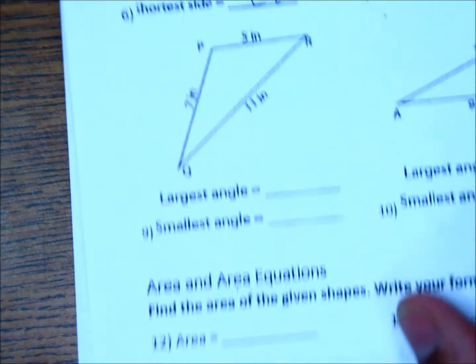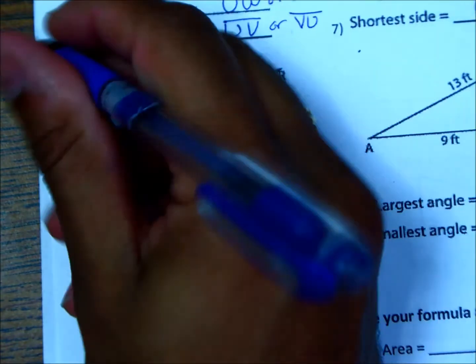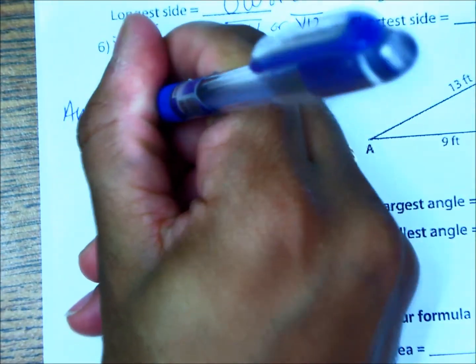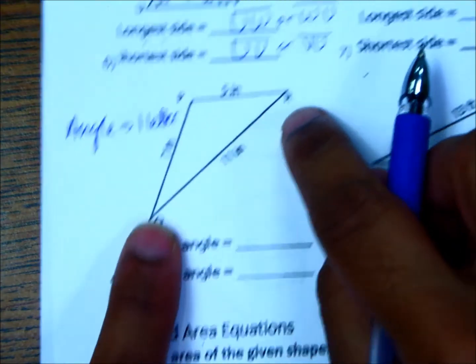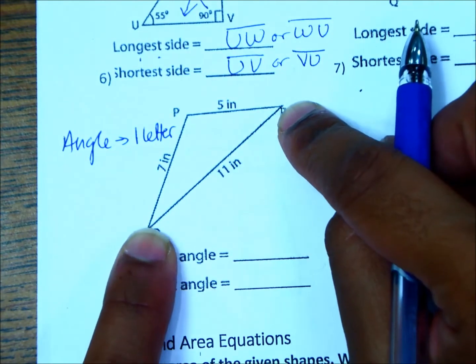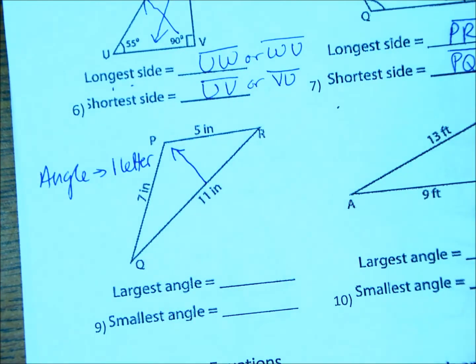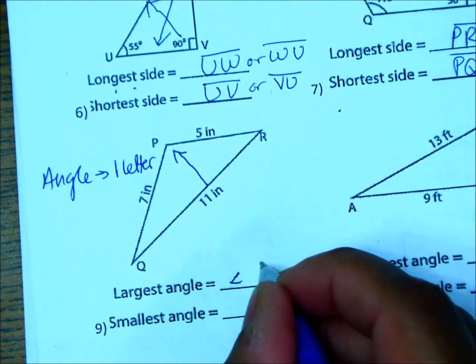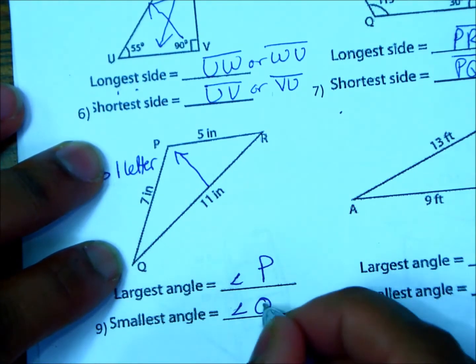All right. Next part. They want to know the biggest angle and the smallest angle. So same thing. Your biggest side is opposite your biggest angle. To describe an angle, you just need one letter. Okay. So the biggest side is 11. Right opposite that side is angle P. The smallest side is opposite the smallest angle. Angle Q.